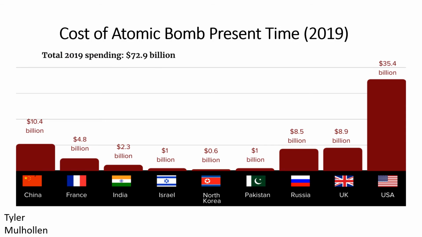On this slide, I have different costs of the atomic bomb in present time by country. For example, China is 10.4 billion, North Korea is 0.6 billion, and UK is 8.9 billion.